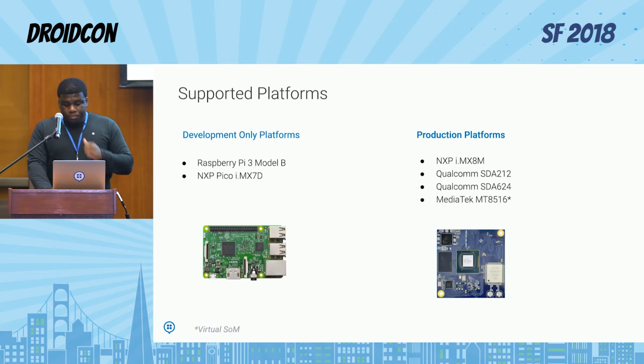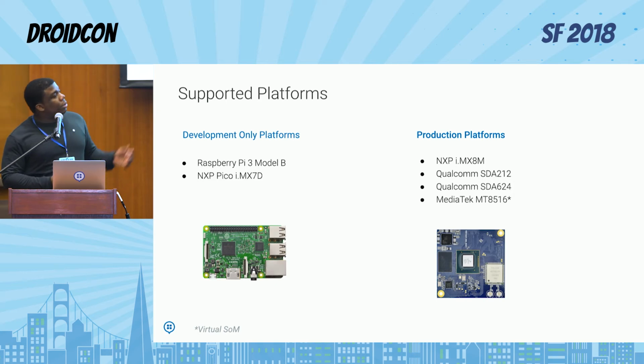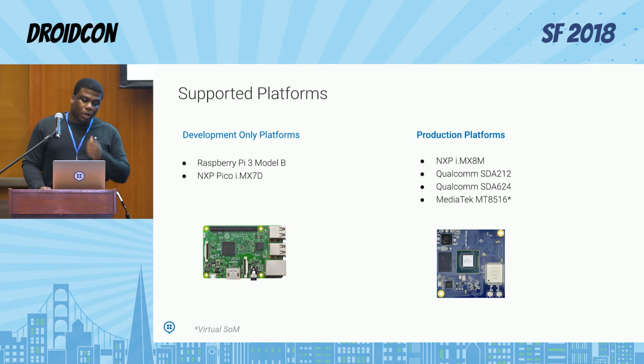All right, so to talk about hardware, this is the current list of supported platforms, which includes the Raspberry Pi. That's my favorite development platform to use. These are recommended for development only because they do not satisfy all the requirements that Google needs. If you're going to production, you'll use the production platform.